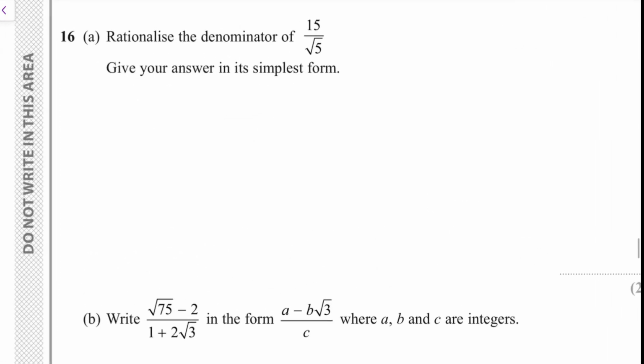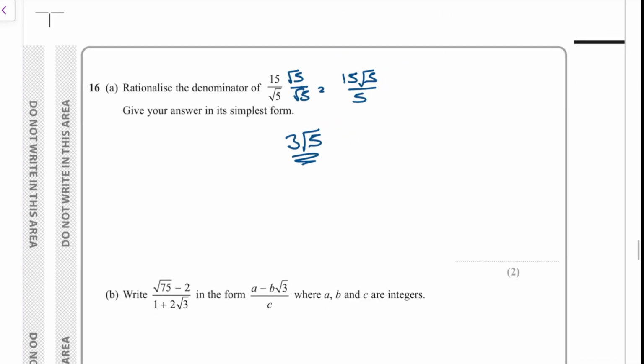All right, question 16. I should have looked how many questions there are. I've got no idea. It was about 18 questions normally. So rationalise the denominator of this. Rationalise means multiply top and bottom by root 5, which is going to give me 15 root 5 over 5. 15 divided by 5 is 3, which is going to be 3 root 5. I felt a bit easier after the last one. So that was only 2 marks.